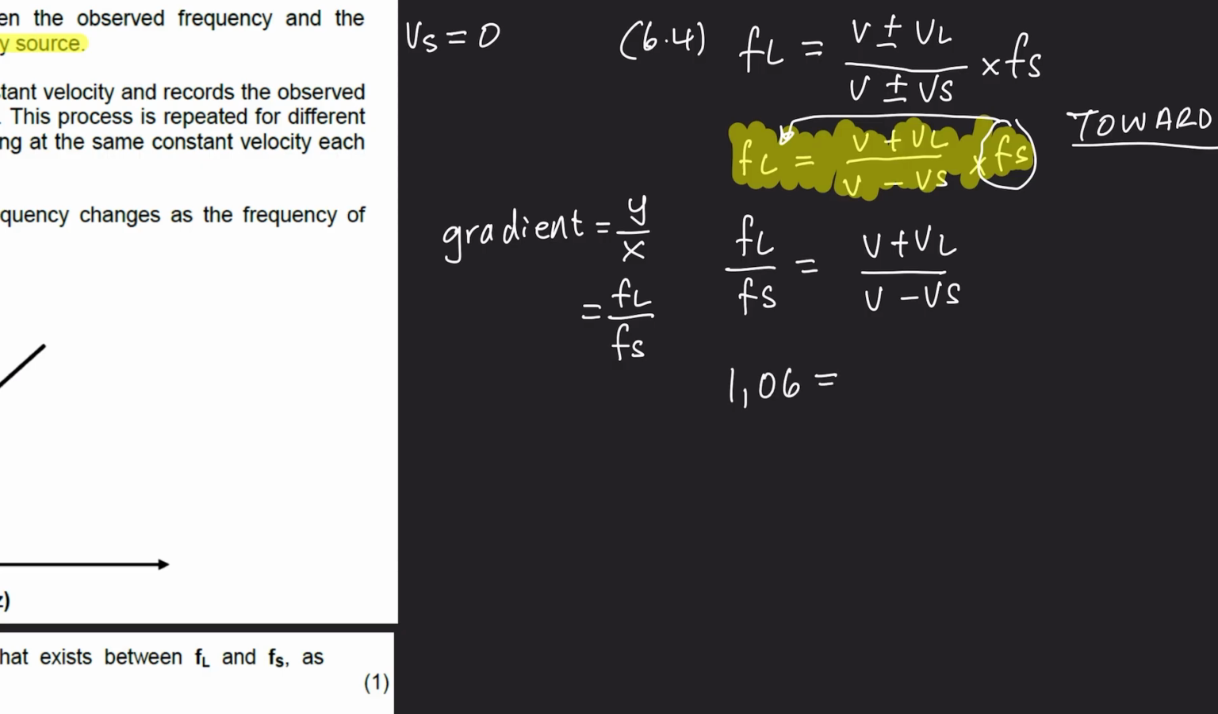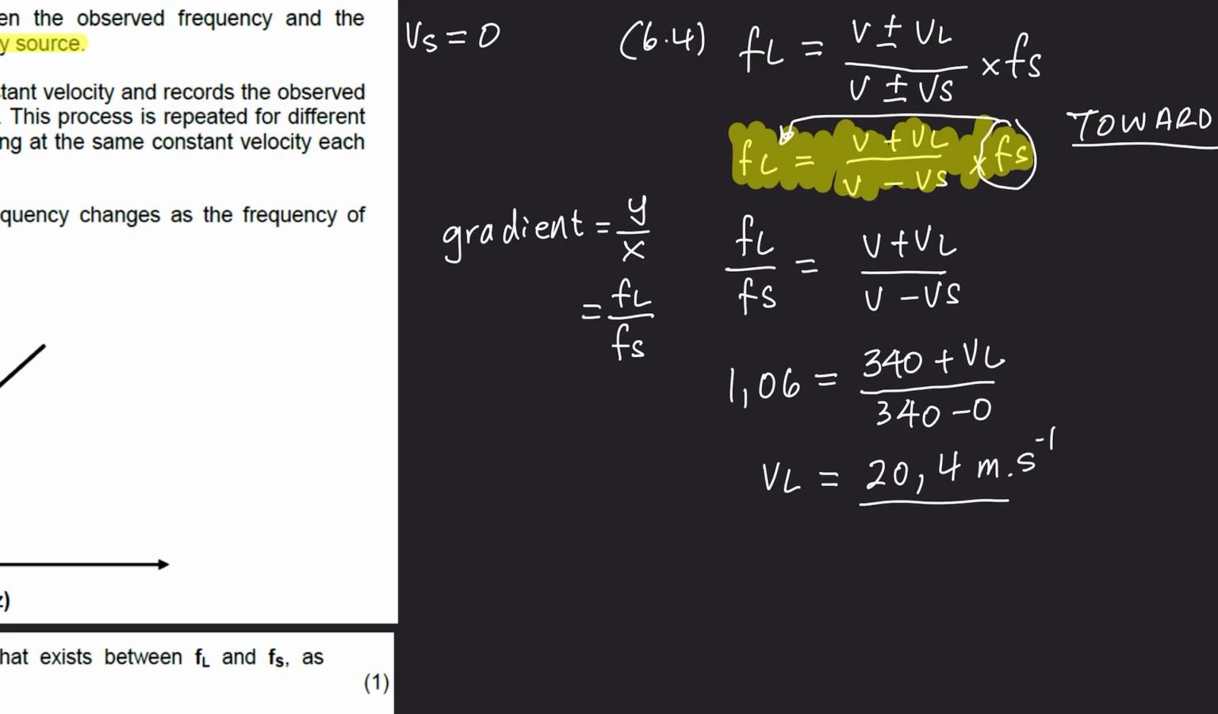1,06 equals 340 plus VL, which is what we want to calculate, divided by 340 minus 0. Remember, they told us that the source is stationary. And now we can solve for VL. VL is then equal to 20,4 meters per second.